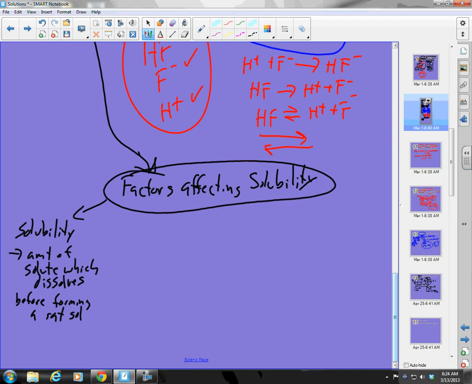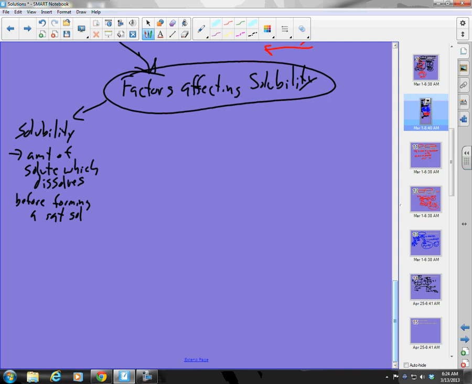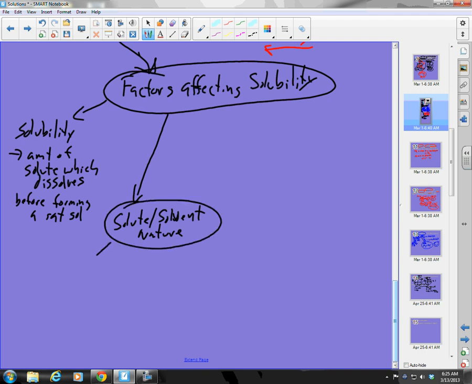Okay, now there are three factors that we want to talk about. The first is the solute-solvent nature. The nature of the solute and solvent. And what this is based on is IM forces.